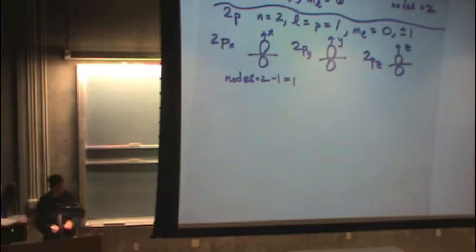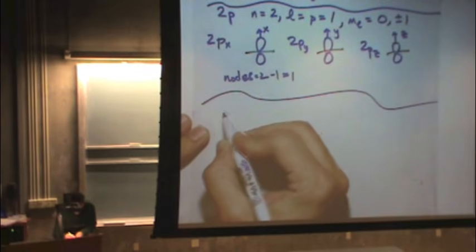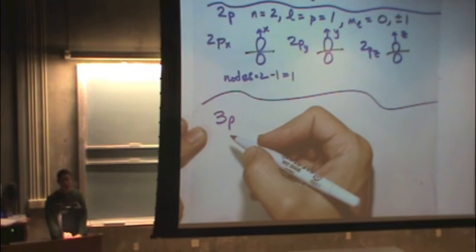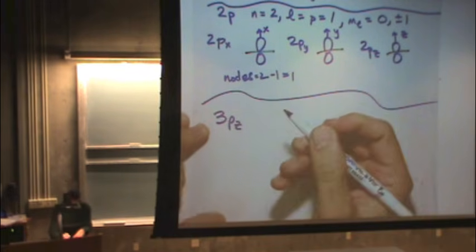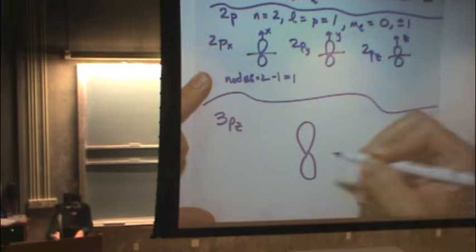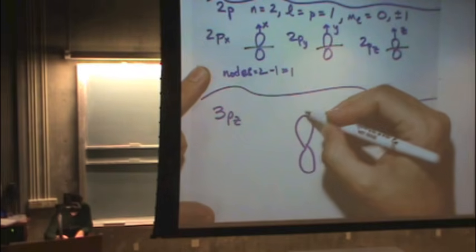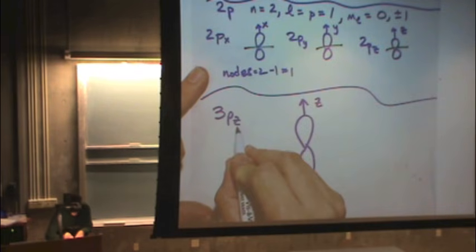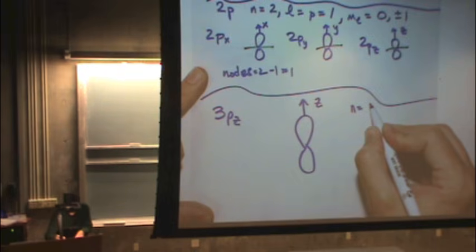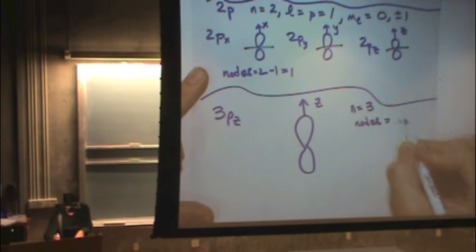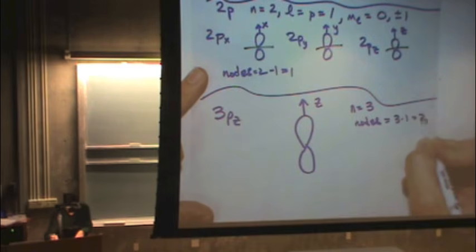So let's do a slightly harder one. A 3p, and somebody pick a letter, X, Y, or Z. Okay, I heard Z first. So to draw 3pZ, what you'd want to do is draw one of these. And what axis is this? Z. You just look here. It's Z. It's given by that. Now what's n? 3. So number of nodes is? It's 3 minus 1, which is 2.